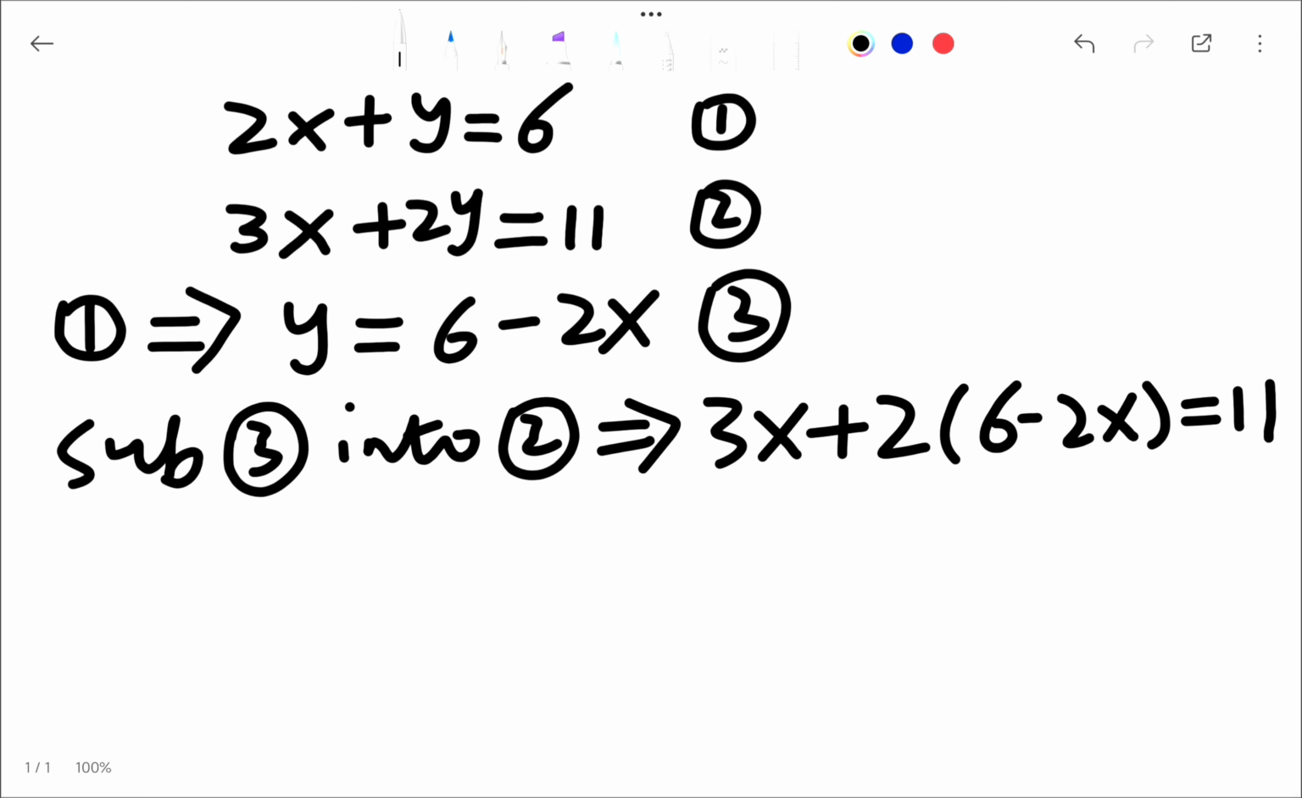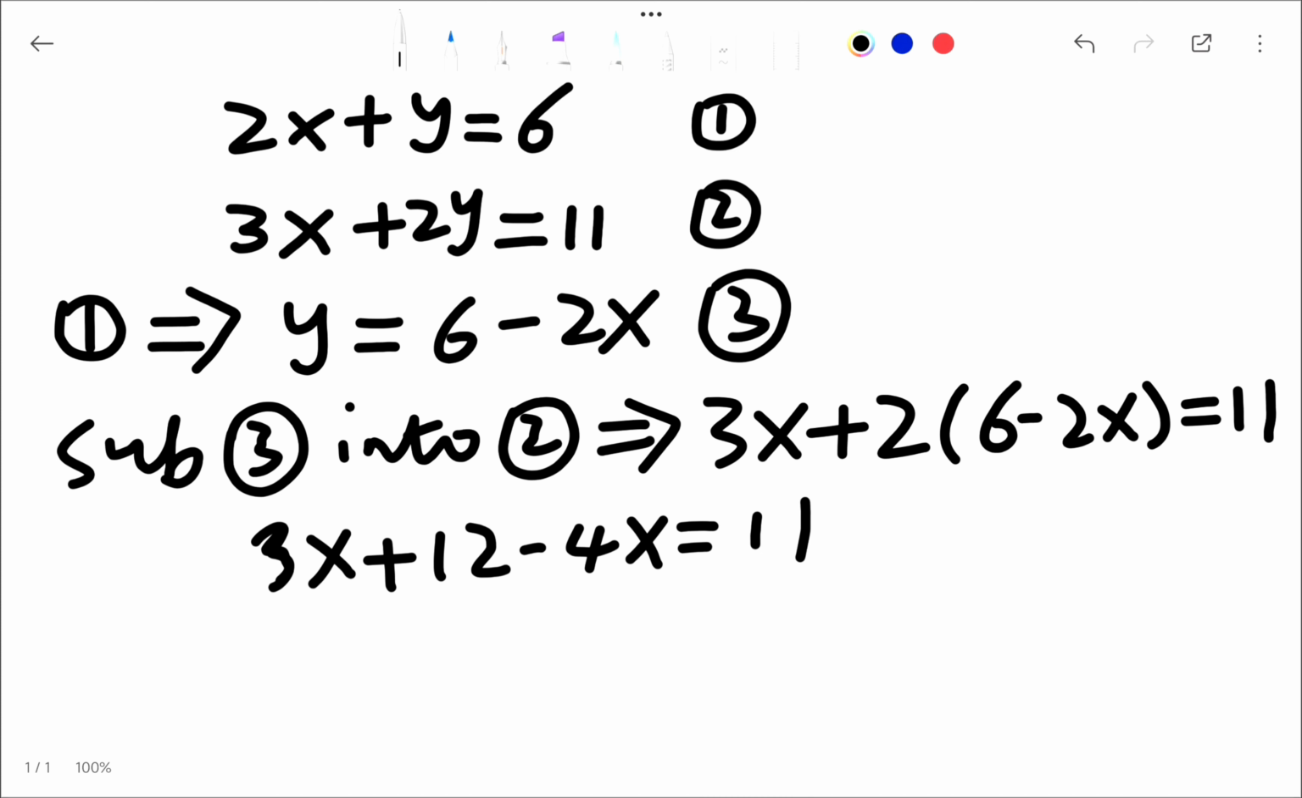And now we've got one equation with only one variable x, which we know how to solve. Expand the brackets, move things around, and then we get x equals 1. If you're unsure how we got this answer, please feel free to check my other video on how to solve linear equations. Now, we're almost there. We just need to find out what y is.